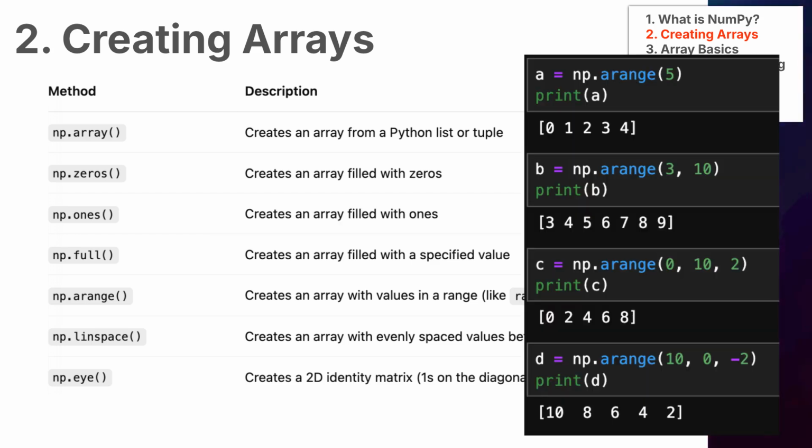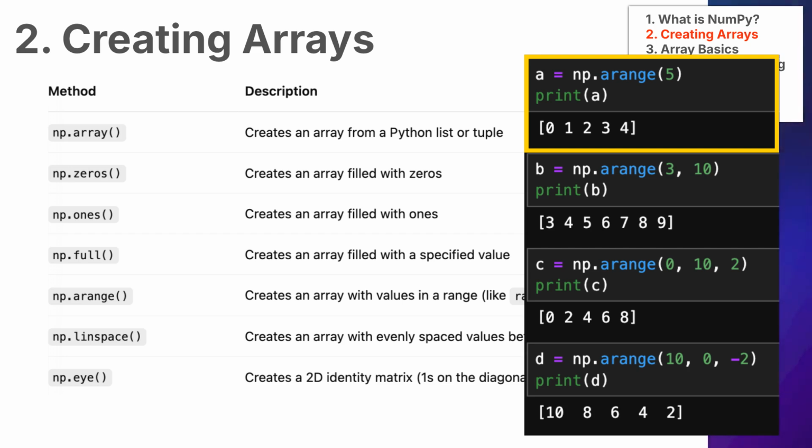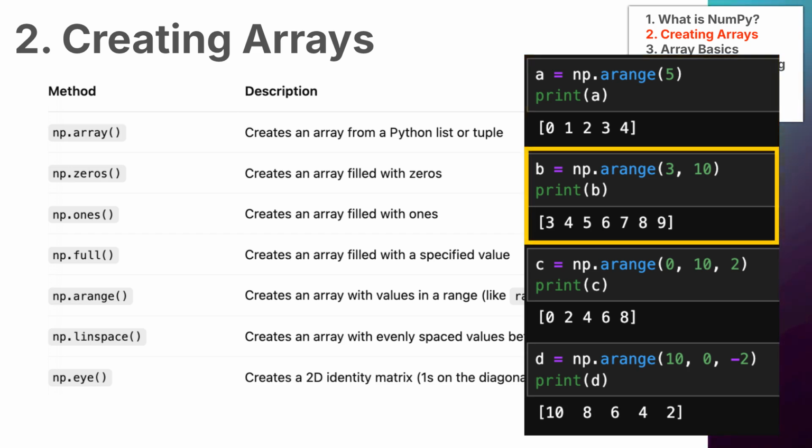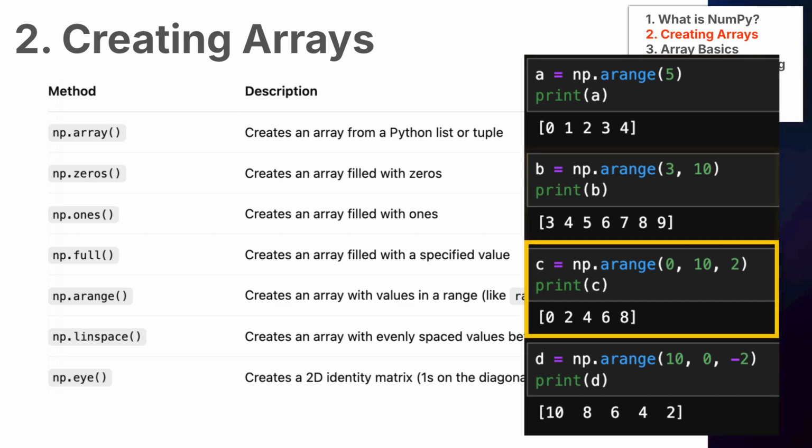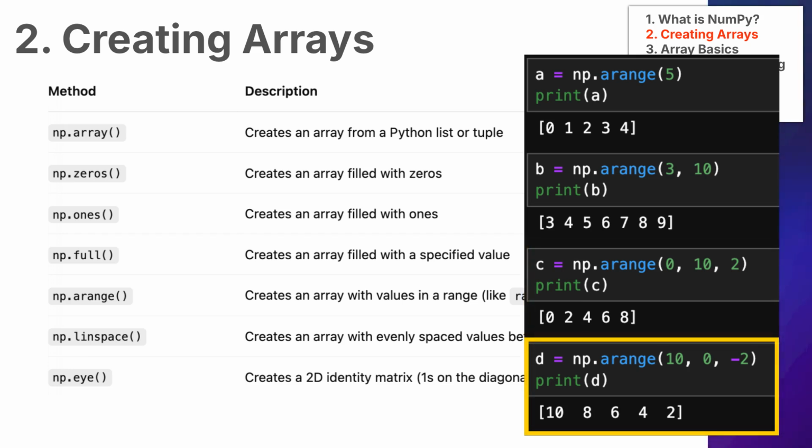Let's check the examples. The first one starts at 0, ends before 5, step is 1. The second one starts at 3, stops before 10. The third one counts by 2. The last one sets a negative step. Great for countdowns or reversing.